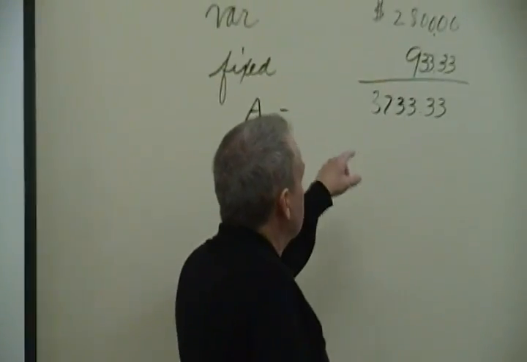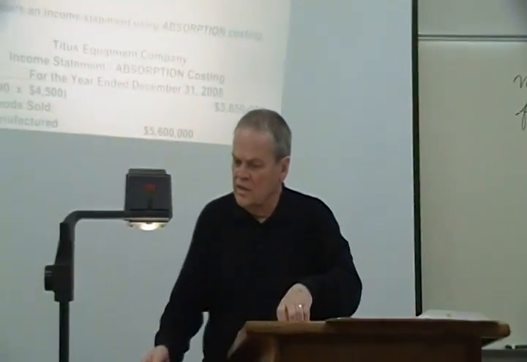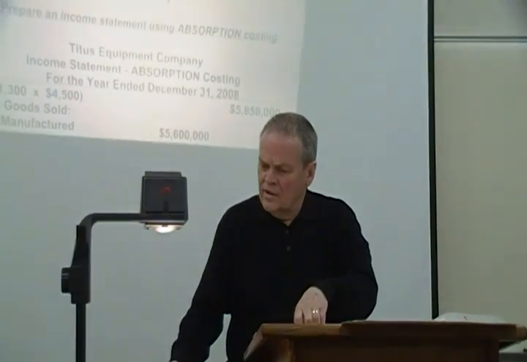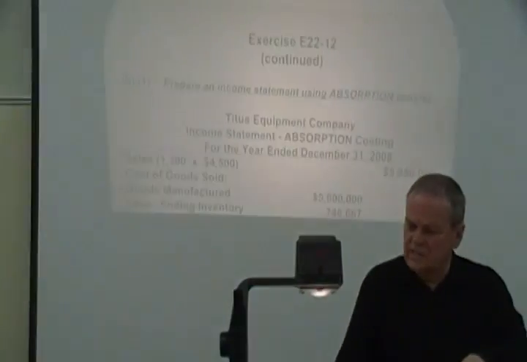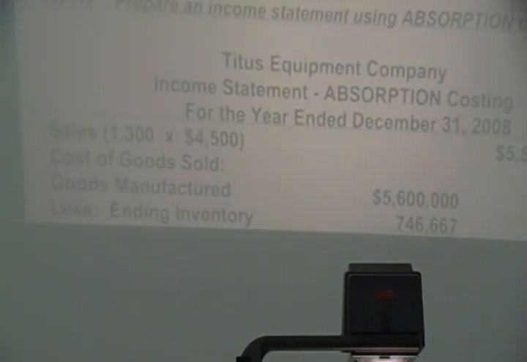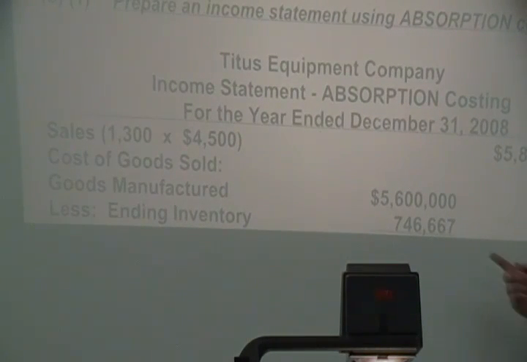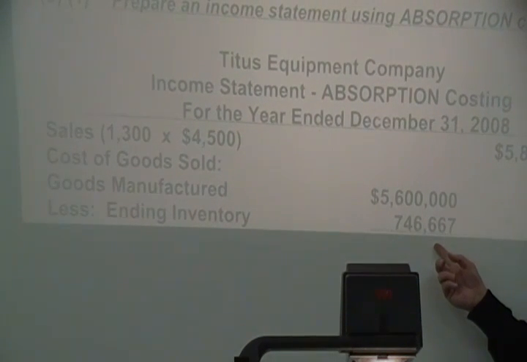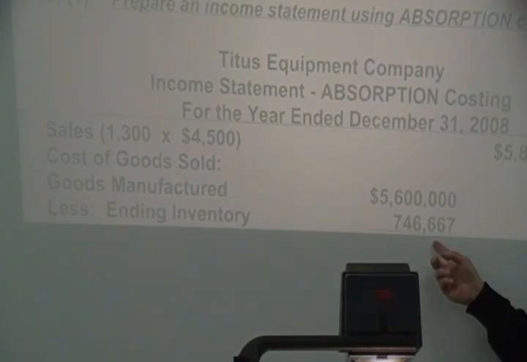Toby? We calculate ending inventory. Ending inventory consisted of how many units, Toby? 200. Ending inventory of 200 units should be valued at what price, Toby? 37.33.33. 37.33.33 times 200 units in ending inventory, Toby, is 746,666.67. I rounded to the nearest whole dollar. I'm not rounding consistently. I hope this works out.